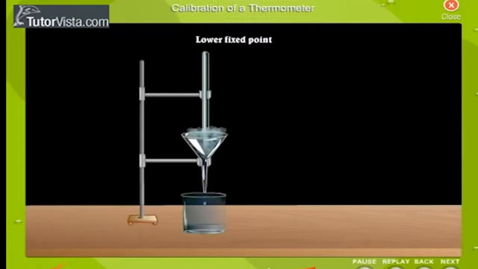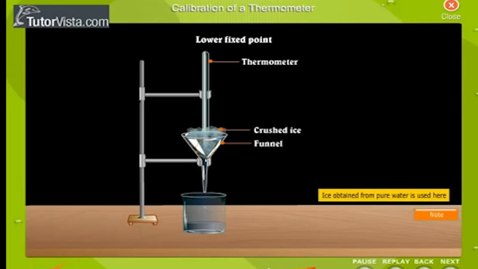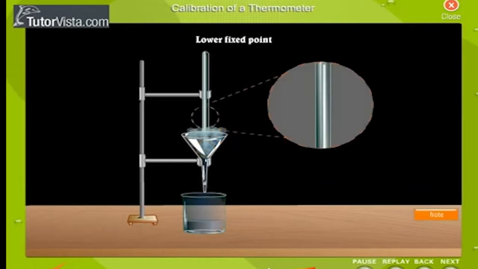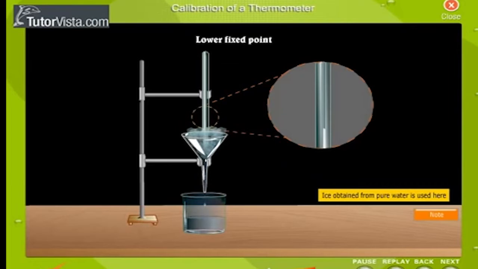Let us see how the lower fixed point is marked on a thermometer. The thermometer, which is to be calibrated, is placed in a funnel surrounded by crushed ice. The bulb of the thermometer is completely immersed in ice. A beaker is kept below the funnel to collect the dripping water. Observe that the level of mercury is dropping. This is because the mercury starts contracting. After some time, the mercury stops contracting and the mercury meniscus remains stationary. This indicates that the ice is melting.